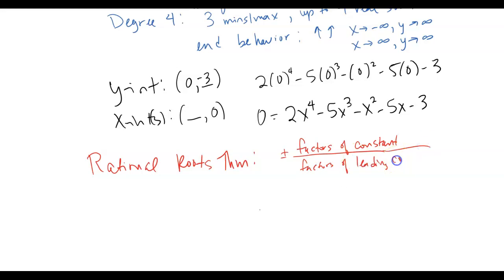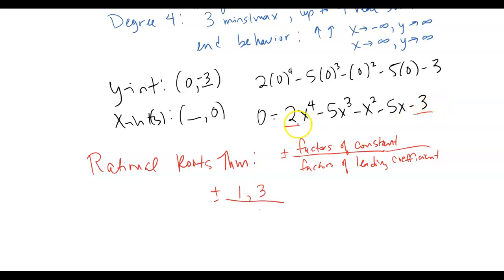Leading coefficient is hard for me to spell, coefficient, there we go. So basically, the factors of the back divided by the factors of the front. And those are numbers that we're going to try synthetic division with. So if I want to make a list for this problem, well, the factors of the back are, since that's a 3, the only numbers that go into 3 are 1 and 3.